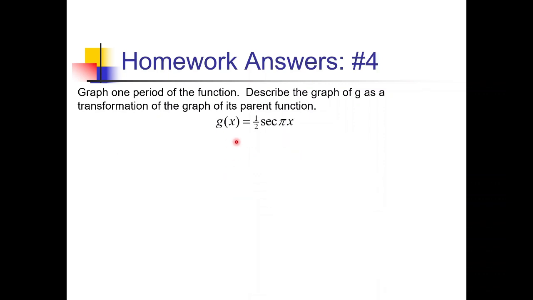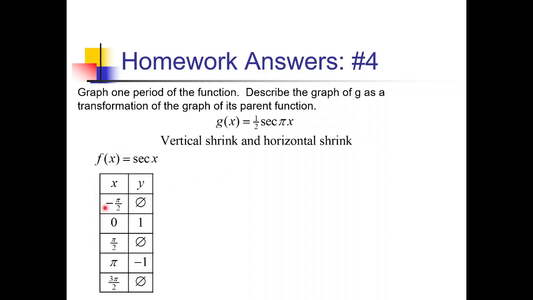To graph 1/2 secant of pi times x, let's go ahead and get our transformations mapped out. The 1/2 outside gives us a vertical shrink. The pi inside, since pi is larger than 1, is giving us a horizontal shrink. For the parent table, we've got all the values from negative pi over 2 to 3 pi over 2.